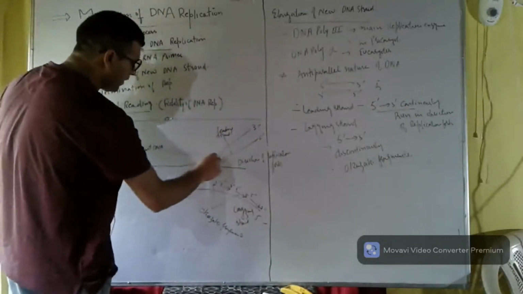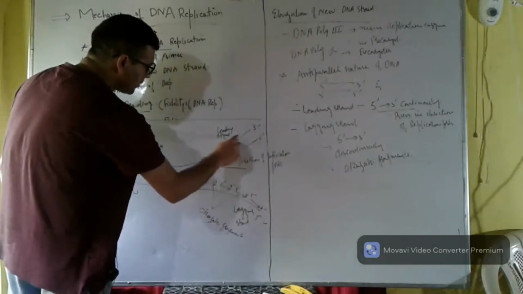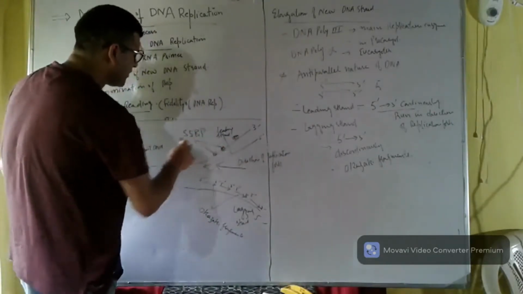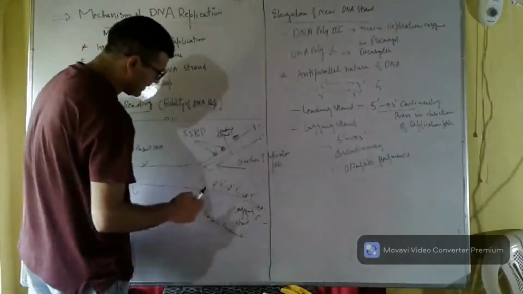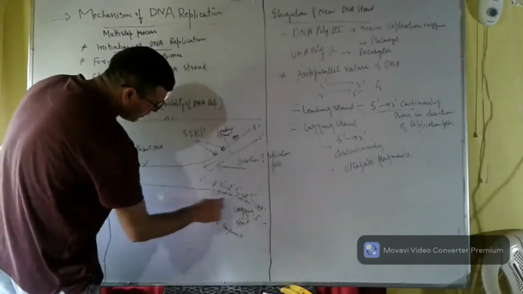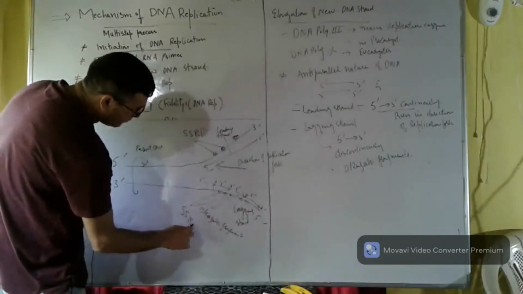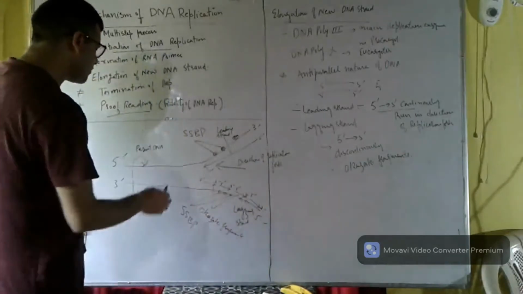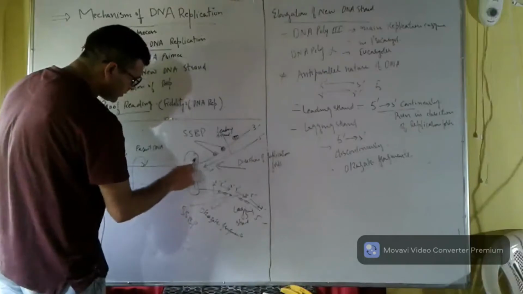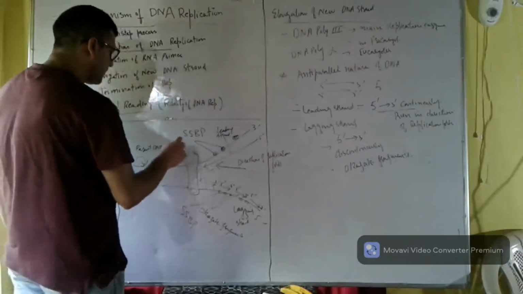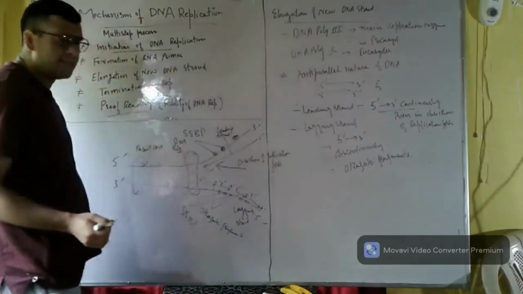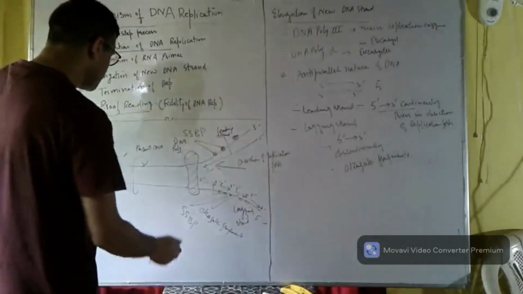Obviously, here we have what type of proteins? These are called single strand binding proteins. They prevent re-annealing of the single stranded DNA into double stranded DNA. In addition to this, we have the main enzyme, DNA polymerase, also known as DNA replicase.